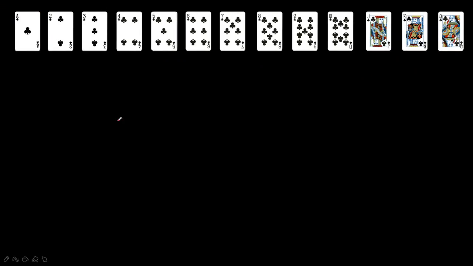Then again there is another 13. These 13 cards are called clubs. Why? Because this shape is called club. So these 13 cards are under the category clubs.